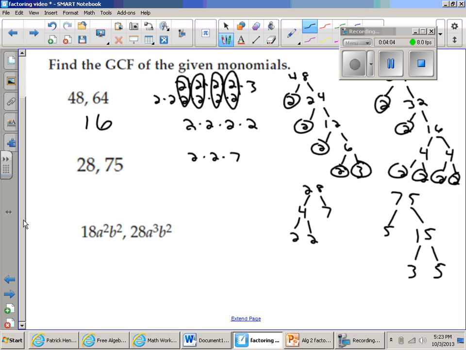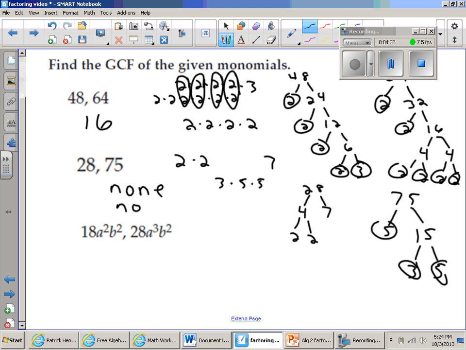So I need to leave some space here. 2 times 2 times 7. And now I have 3, 5, and 5. So I have 28 and 75. Does anything look the same in both rows? No. So do I have a GCF? No GCF, or none. These 2 numbers have no factor in common.